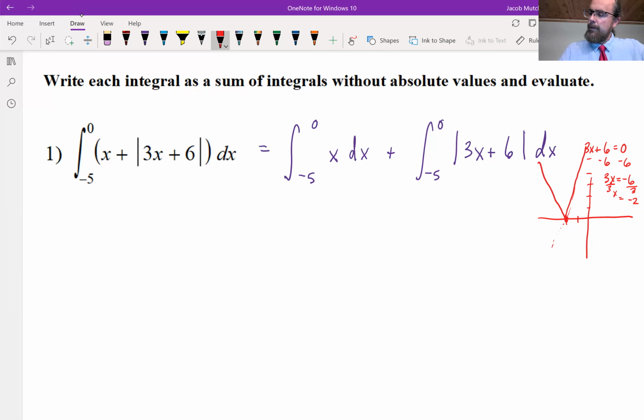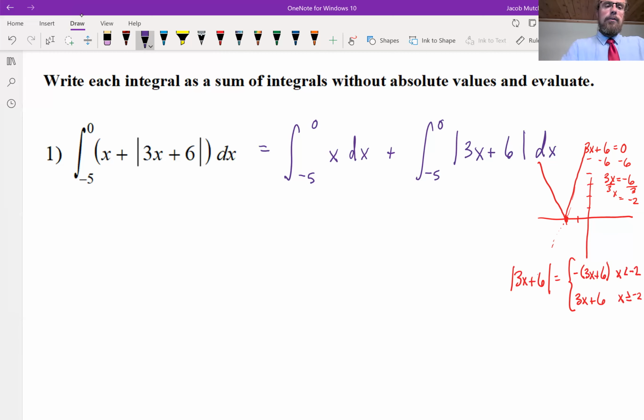So, in fact, let's write it here. We're going to define absolute value of 3x plus 6 as a piecewise function with a linear function -3x plus 6. And we'll say that that's in effect when x is less than -2. On the right side of that vertex, it's going to be the positive version, 3x plus 6. And again, that's going to be when x is greater than or equal to -2.